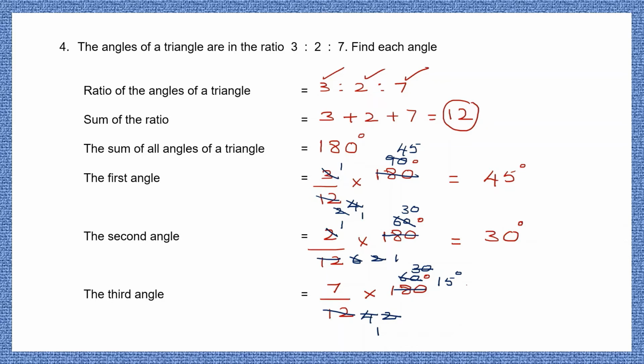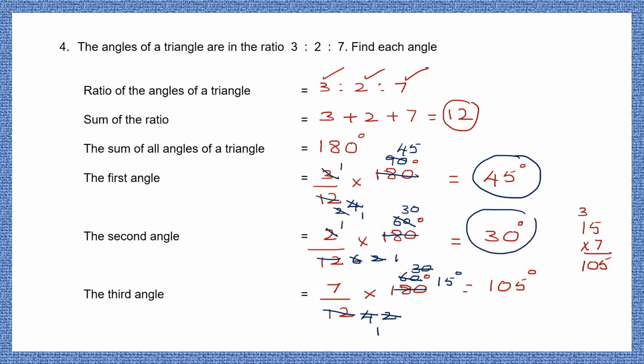Now, in the numerator we have 7 into 15. So let's multiply 15 into 7. 7 fives are 35, carry 3. 7 ones are 7, 8, 9, 10. So I have got 105 by 1, which is 105 degrees. Now I have found the value of all three angles. The first angle is 45 degrees. The second angle is 30 degrees. And the third angle is 105 degrees. You can check your answer if all these three add up to 180 degrees.